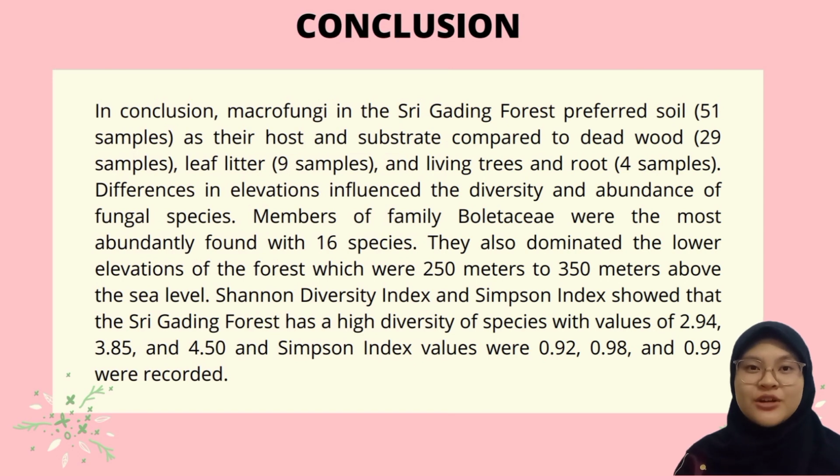In conclusion, the macrofungi in the Sri Gading Forest preferred soil with 51 samples as their host and substrate compared to the others. Differences in elevations influence the diversity and abundance of fungal species. Members of family Boletaceae were the most abundantly found with 16 species. They also dominated the lower elevation of the forest, which were 250 meters to 350 meters above sea level.